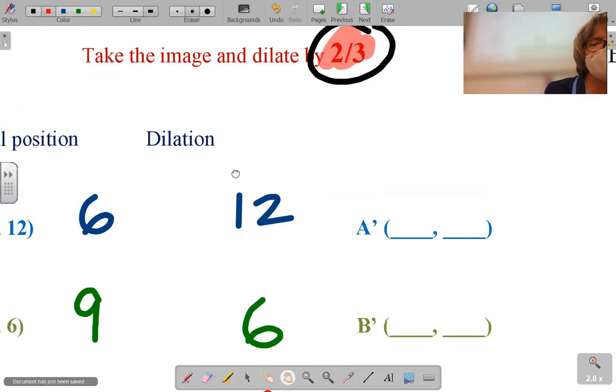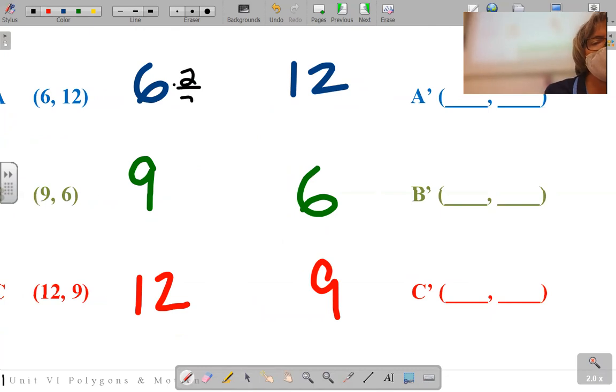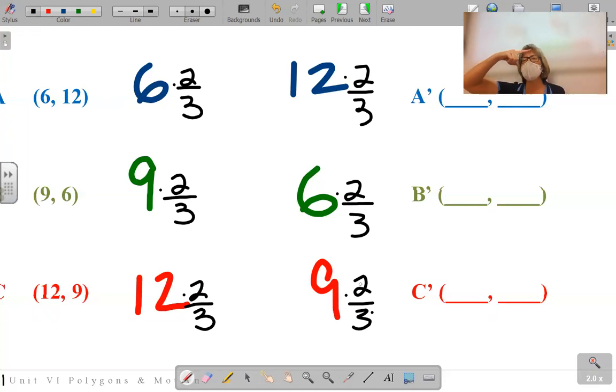We are dilating by 2/3. So next to all of these, you're going to do times 2/3, and you're going to avoid that panic button that says, oh no, fractions. With your finger, go like this. Arrow in, arrow out. It's not more complicated than this. I'm going to do the top row, and then I'm going to cut you loose for about 20 seconds. Watch. Arrow in.